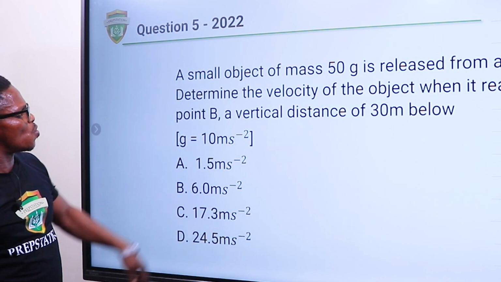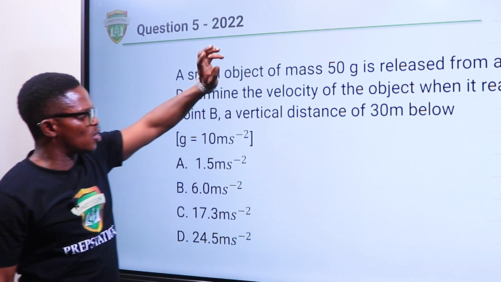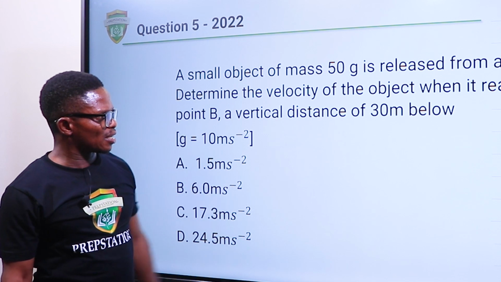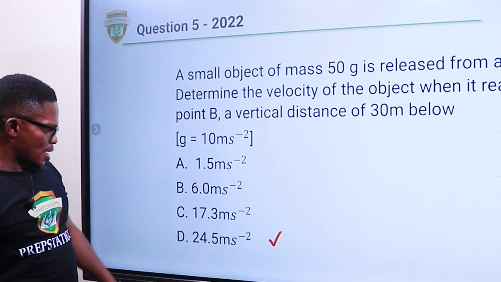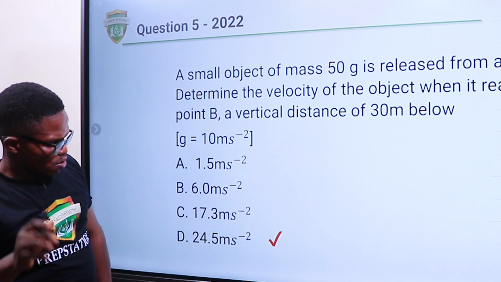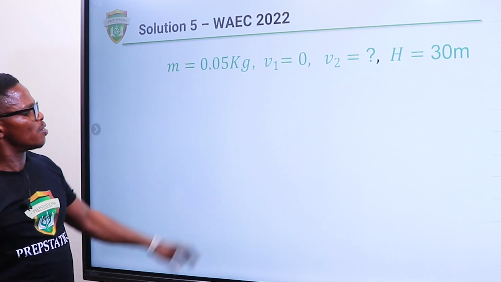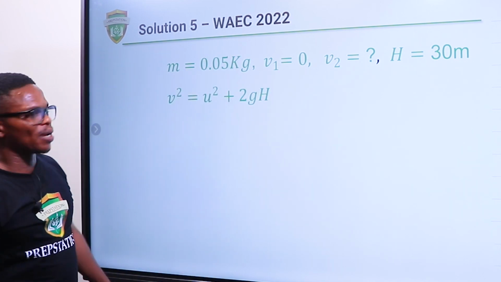More questions to go. A small object of mass 50 grams is released from a point A. Determine the velocity of the object when it reaches a point B, a vertical distance of 30 meters below. All right, these are the options, and the answer is 24.5. Don't panic. I will show you how we got 24.5. First step, list out the parameters. Second step, figure out the formula.